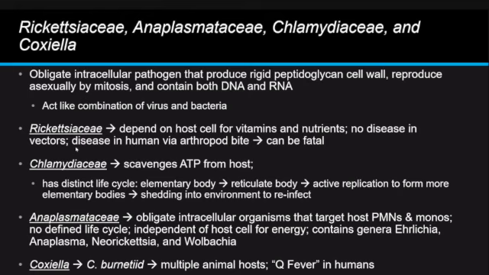And so if we look at your Rickettsia genus, these are going to depend on your host cell for vitamins and nutrients. So again, obligate intracellular pathogen. They do not cause disease in their vectors. They are vector borne. And the most common of these is Rickettsia rickettsii, which causes Rocky Mountain spotted fever. Okay. And so transmitted by a tick bite, and it can be fatal. However, with diagnosis and awareness, the fatality percentage has gone down tremendously with this particular disease.